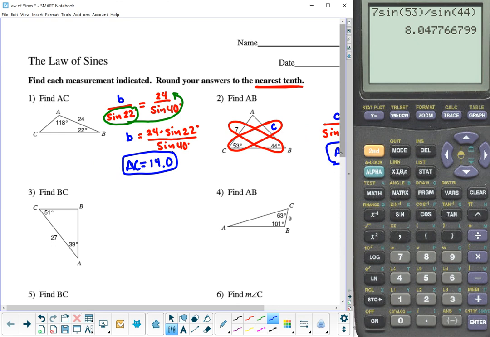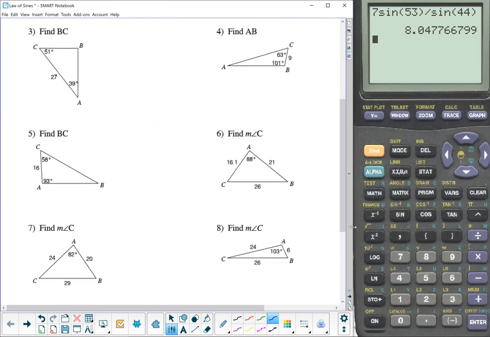Number 3. They want BC. BC is across from A, so BC is right here. It's across from angle A, so we're going to call that one little a. You can start writing it as a over sine of 39, because we're talking about these two right here.